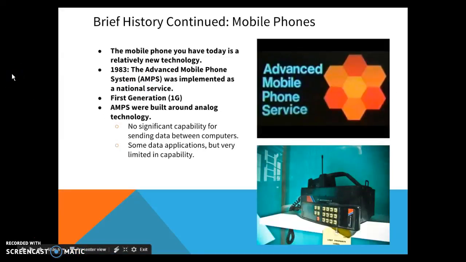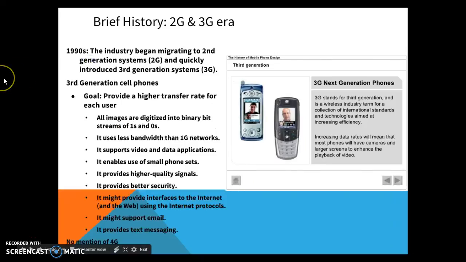Brief history continued: mobile phones. The mobile phone you have today is a relatively new technology. In 1983, the Advanced Mobile Phone System was implemented as a national service. This was a first generation, or 1G, phone system. AMPS was built around analog technology. There was no significant capability for sending data between computers. There were some data applications, but they were very limited in capacity.